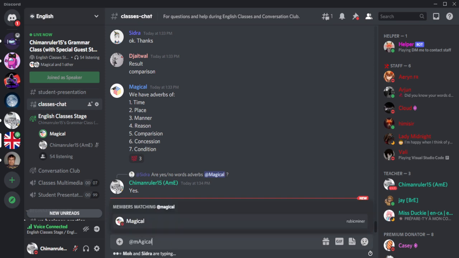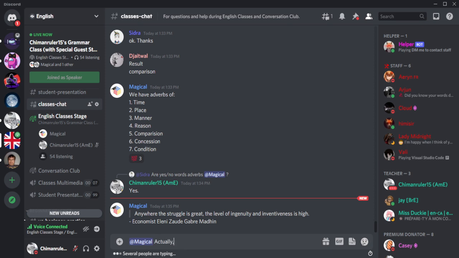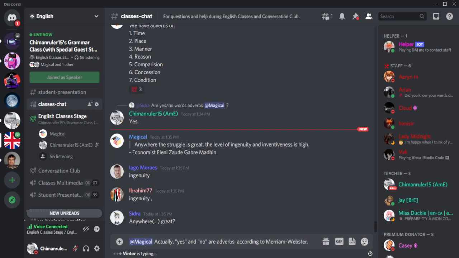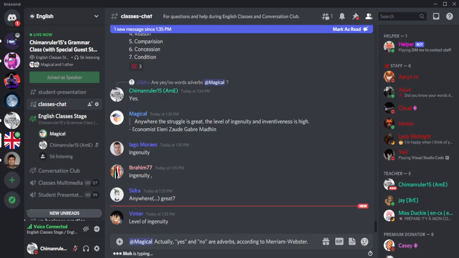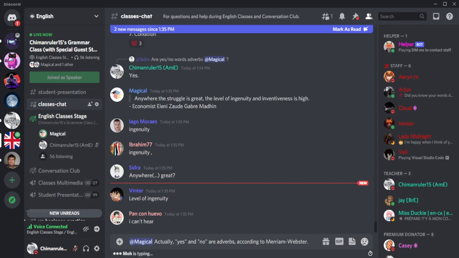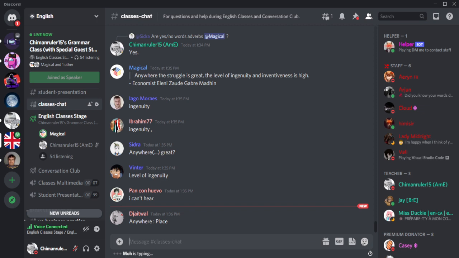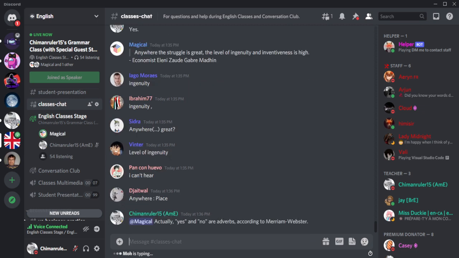Find the adverb clause. Adverbial clause. Let me see if you can actually find it without me saying how this adverbial clause is made. Anywhere, yes, Sibra. Anywhere the struggle is great, it is the adverbial clause. An adverbial clause of place starts with a preposition or one of the following subordinating conjunctions.